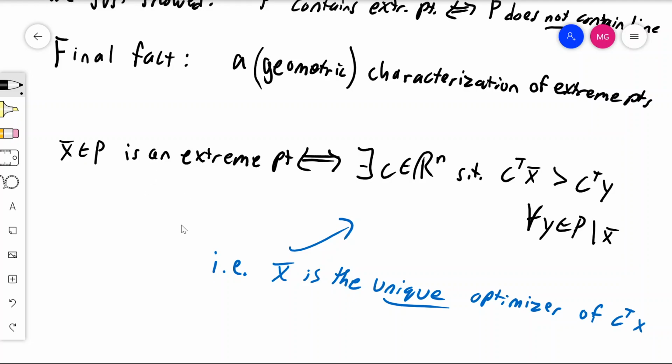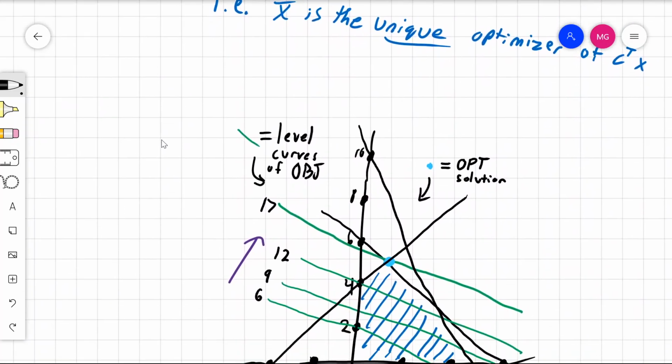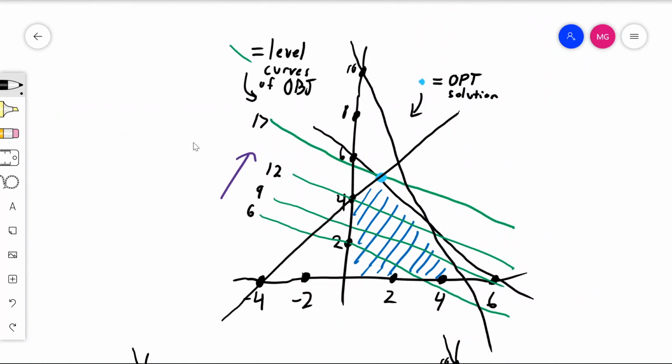Okay, so let's just talk about it geometrically for just a moment. Let's go back to the example from the prior video. What we had was that this point was indeed an extreme point, and it was the unique optimal solution to the linear program that we had. We knew what the feasible region was given by the constraints, and then we wrote down an objective function, and that objective function had these green lines as its level curves.